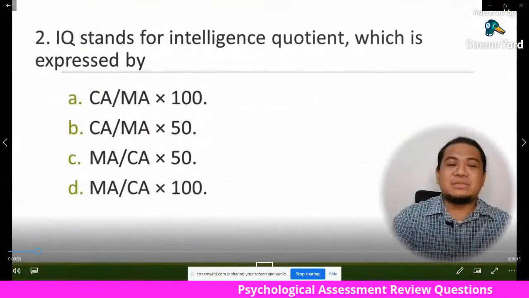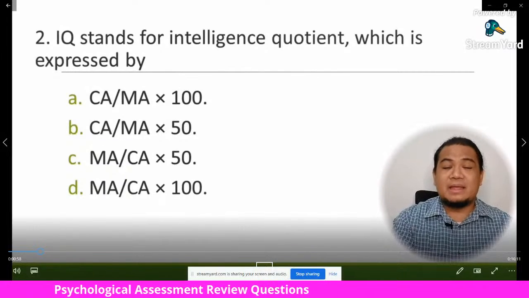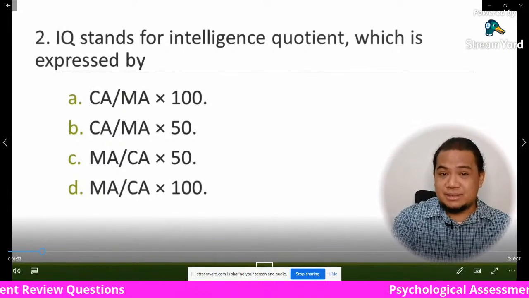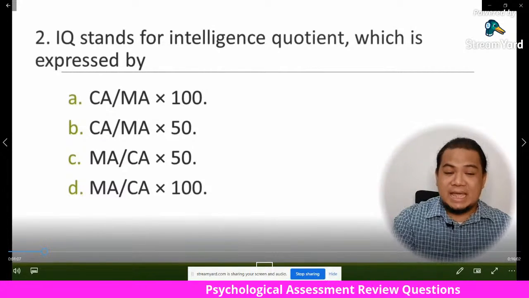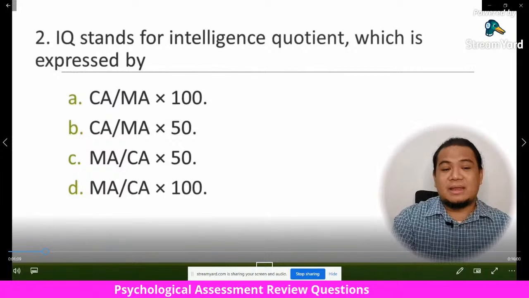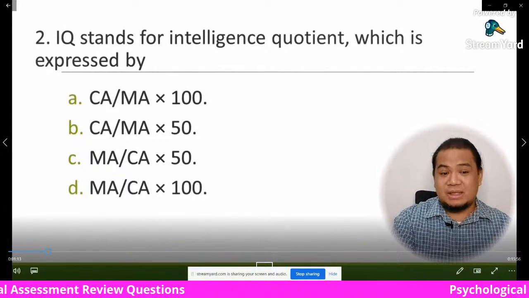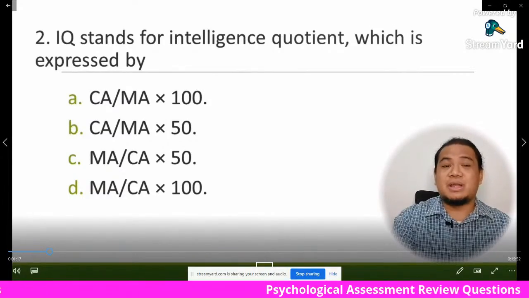Number 2. IQ stands for intelligence quotient, which is expressed by letter A, CA over MA times 100. Letter B, MA over CA times 50. Letter C, MA over CA times 50. Or letter D, MA over CA times 100.